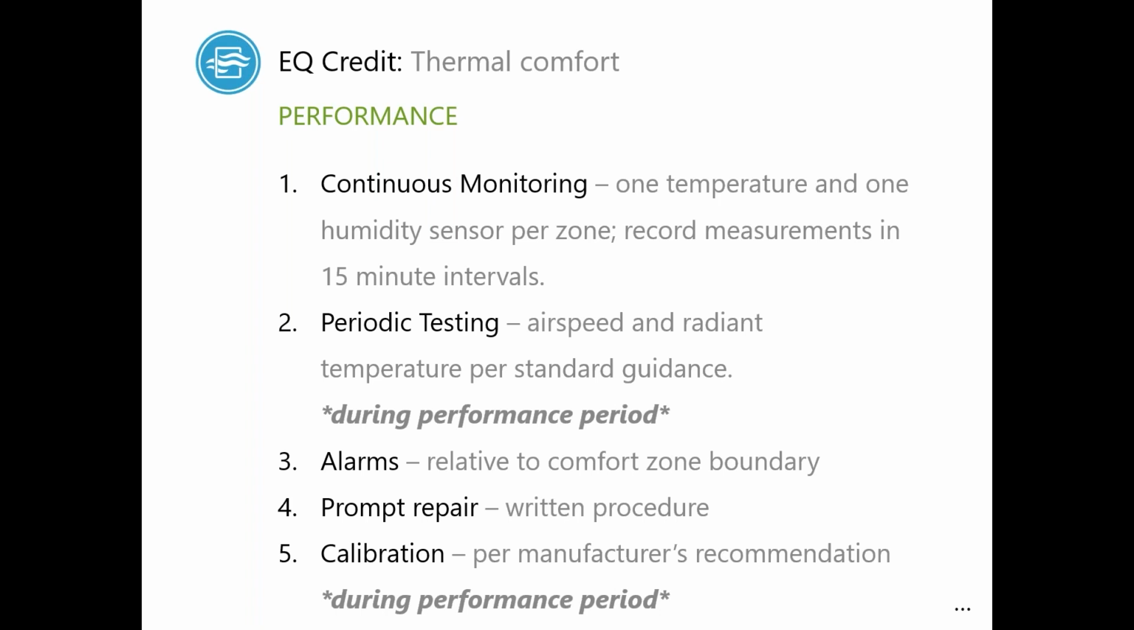You would want alarms similar to that, where if the temperature gets too hot, too cold, or the humidity gets too high, it can let the building workers know and they can make those adjustments. So similarly, you should have a written procedure for repairs and should calibrate the meters to the manufacturer's design. And so the calibration and the testing are the two that you'll need to do during that performance period if you're pursuing thermal comfort. So for this credit, good things to remember: ASHRAE 55. Remember continuous monitoring, and during the performance period, we want to do testing and calibration.